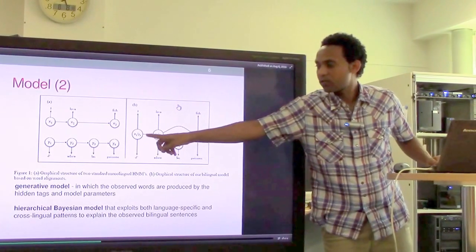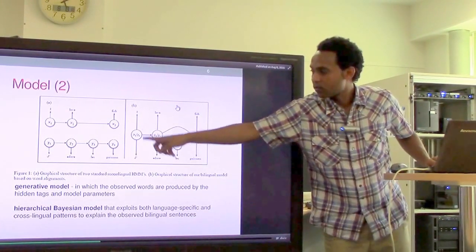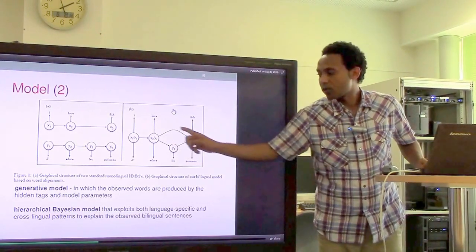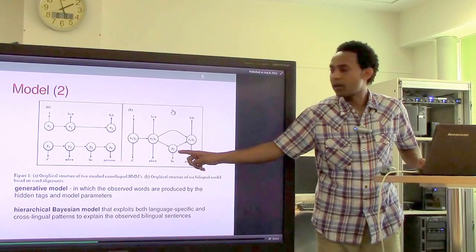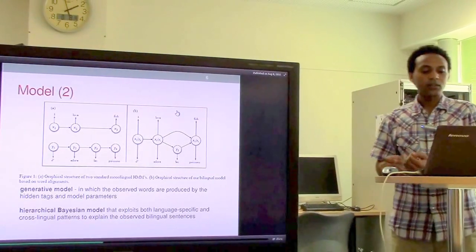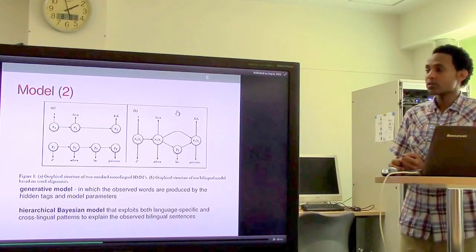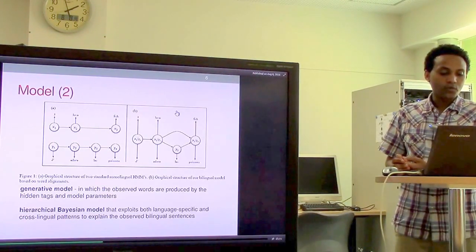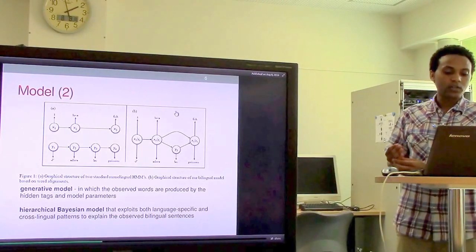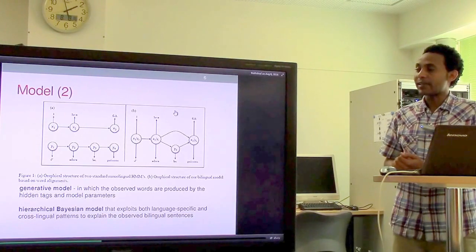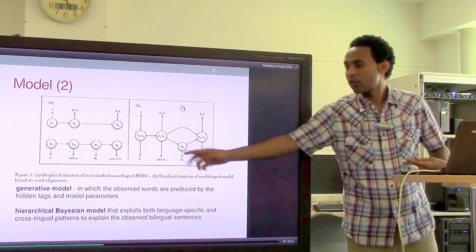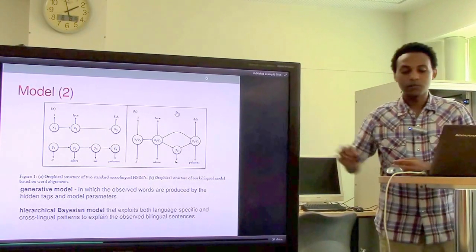Here in this part, this is the joint probability, which they call coupling probability, and we have emission of words here. And when there is no alignment of words, then the model reduces into a monolingual supervised model, and it emits words. So this is the general structure of the model that they have used. It's a generative model in which the words are the observed states, and they are produced by hidden tags and model parameters, just like other generative models. And they use a hierarchical Bayesian model, and this model enables them to use the language-specific information, as here, and also the cross-lingual information by using this coupling probability.